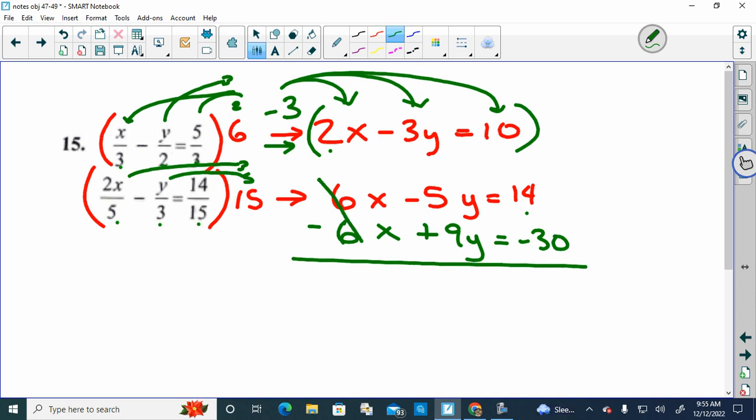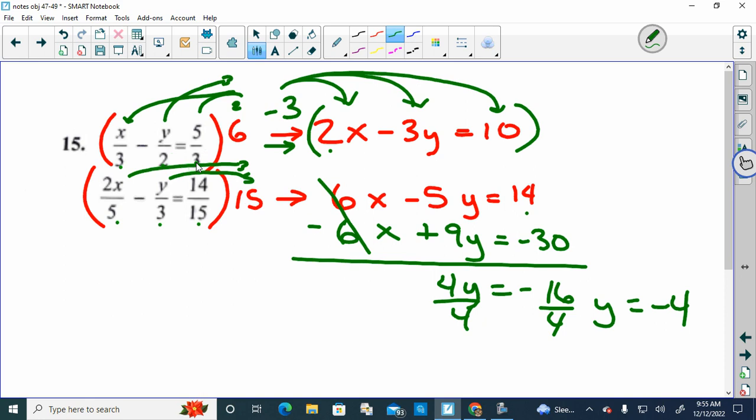Okay, these guys go away. This would give me 4y, okay, and that gives me a negative 16. Divide by 4, divide by 4, so my y is a negative 4.